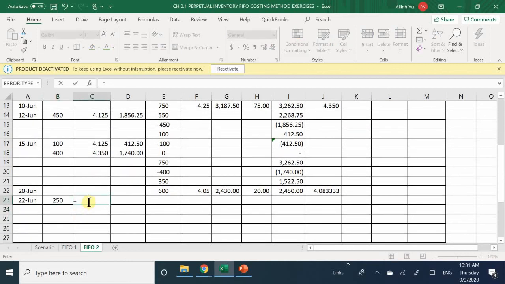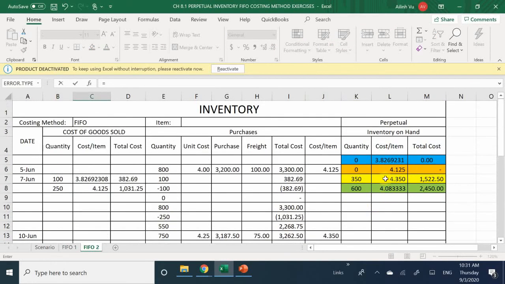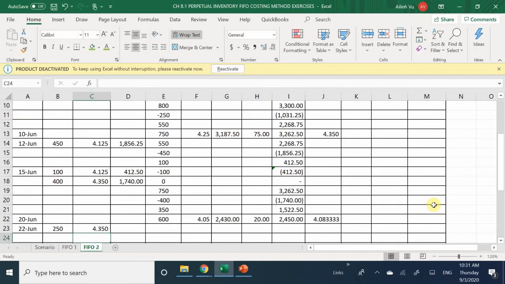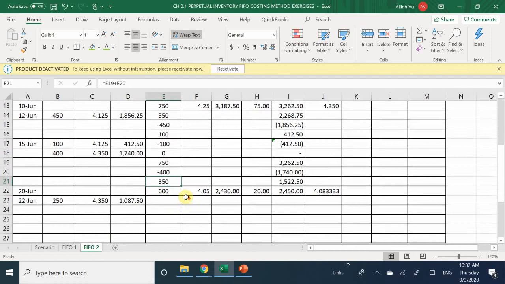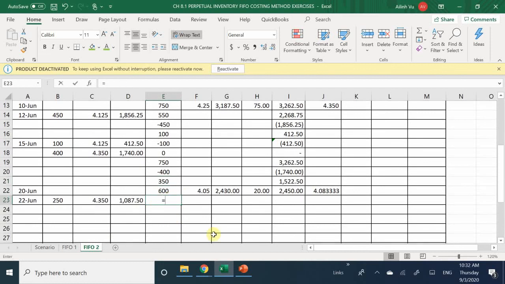So in this case, it cost me, what, $4.35? All right. And if I calculate this, what do I get? $1087.50. And then where are we taking this 250 from? Yeah, so I'm gonna take my 350 from up here, subtract my 250, so I should get how much left? 100, good.